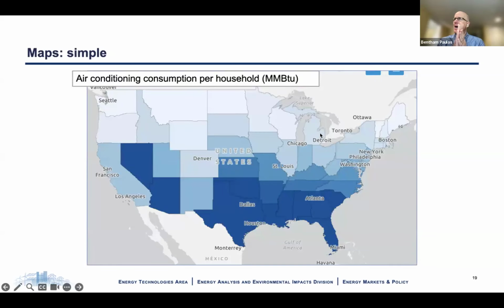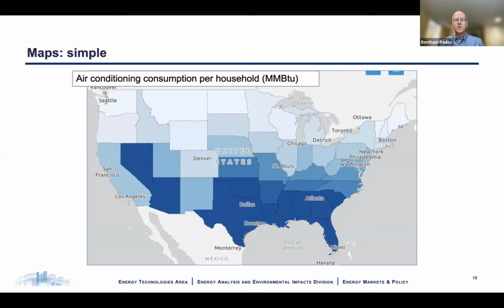All right. Switching gears to maps. We have a few types of maps here, ranging from simple to multidimensional, just like with the bar charts, or the charts and graphs, I mean. This is a very simple map, shows air conditioning consumption, energy consumption per household. It's pretty simple. It shows that places that are hot tend to use more air conditioning than places that are not.